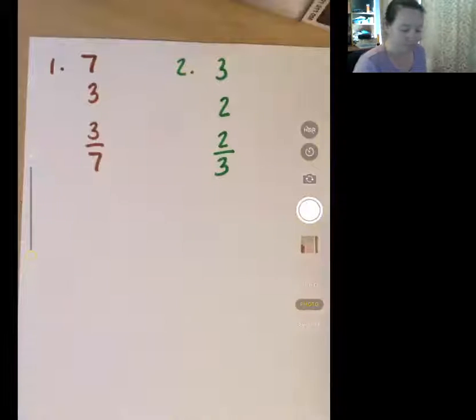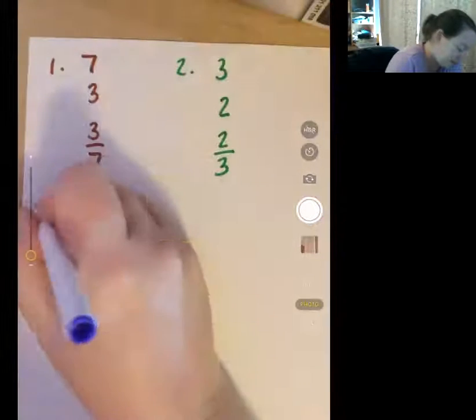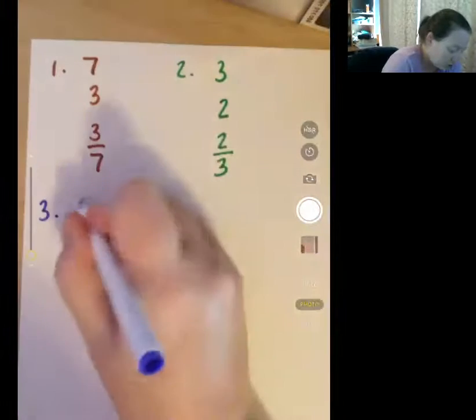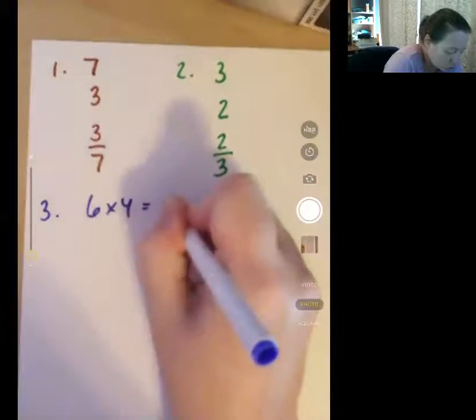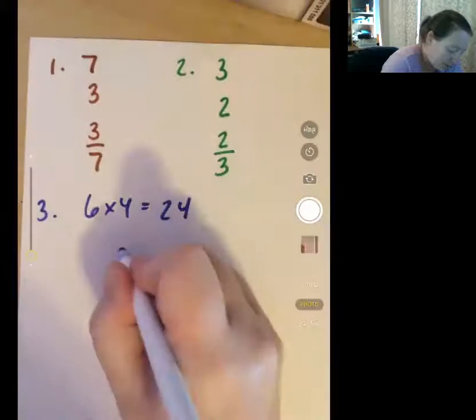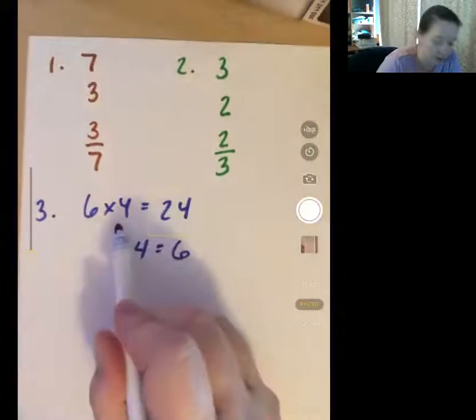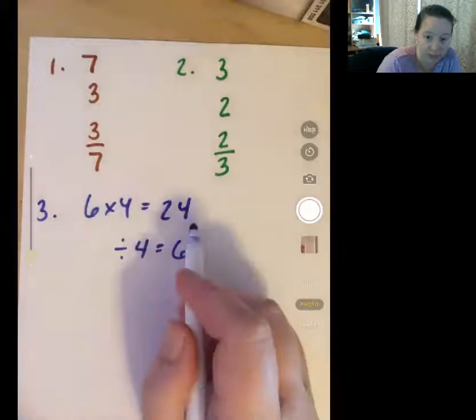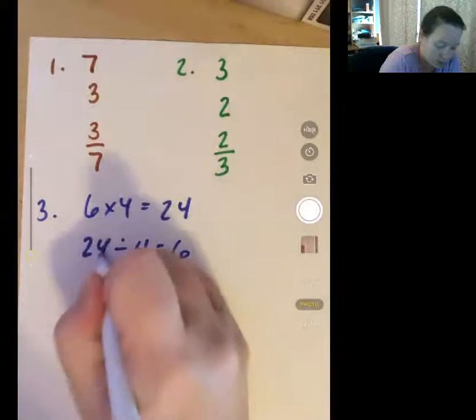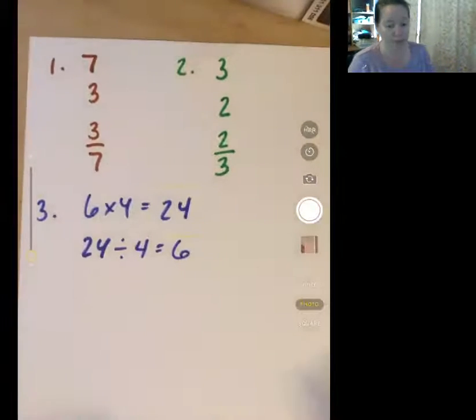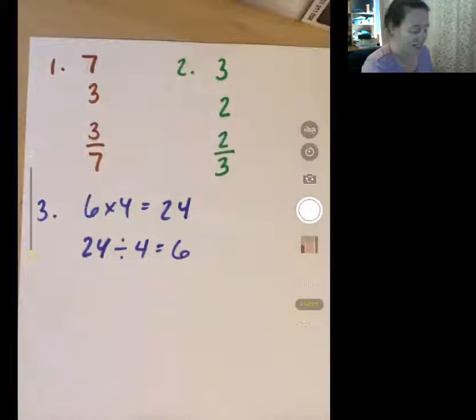Number 3, we're talking about how multiplication relates to division. So 6 times 4 equals 24. That means that something divided by 4 equals 6. Well, we used 2 of the numbers. We used the 4 and the 6. The number that we haven't used is the 24. So 24 divided by 4 is equal to 6.